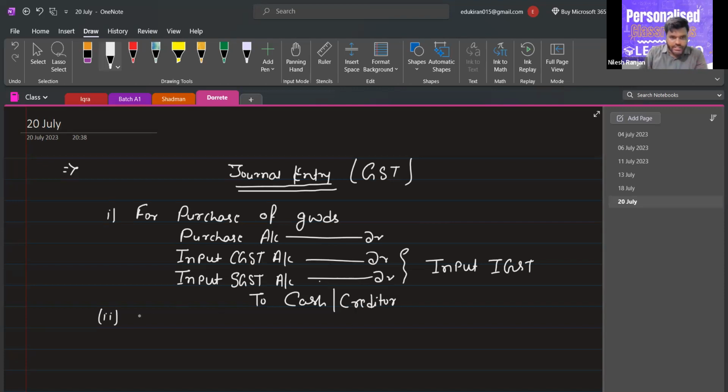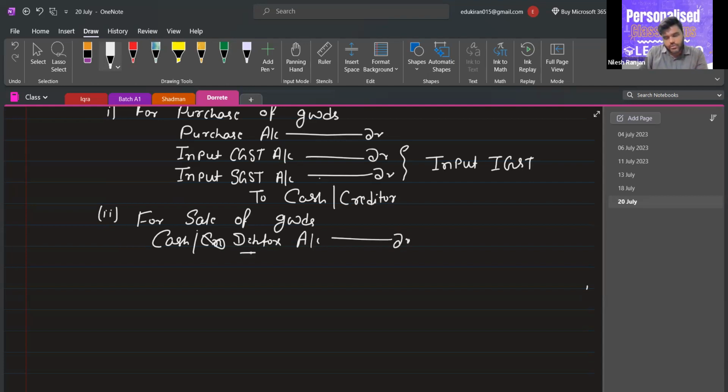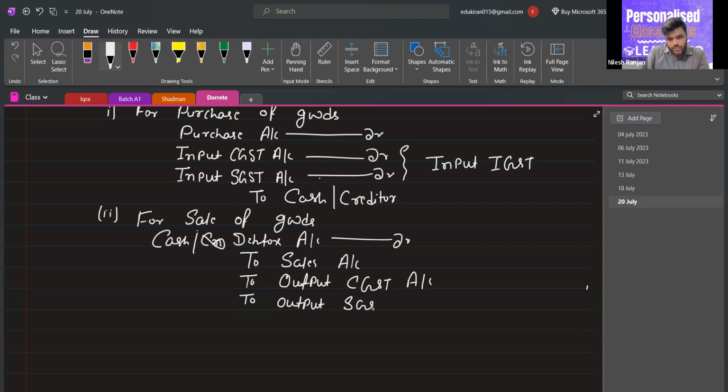Okay. The next is for sale of goods. For sale of goods: cash or debtors account debit, to sales account, to output CGST account, to output SGST. Just wait a minute.